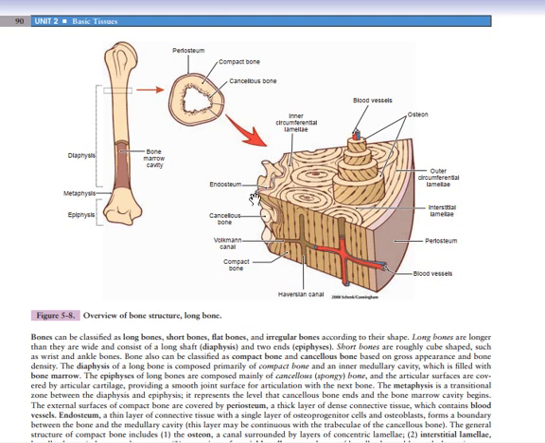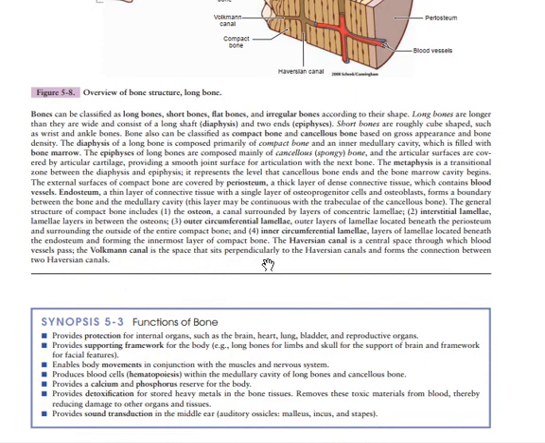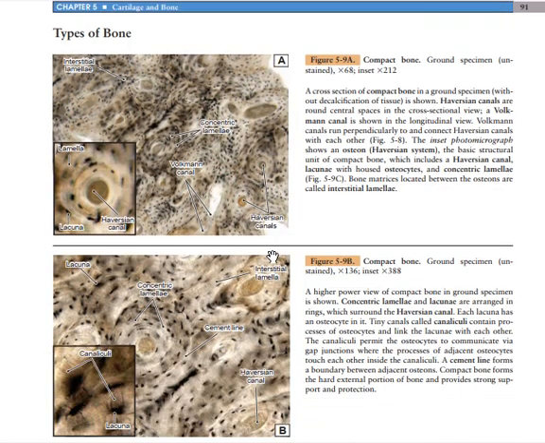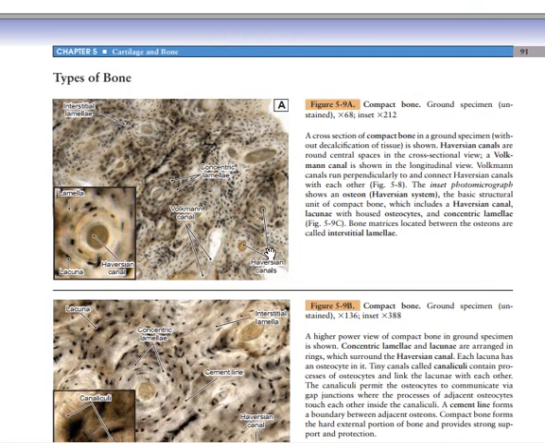The trabeculae are these rough endings, as you can see here. Now let's see the types of bones. So let's visualize the types of bones. The types of bones, you have compact bones. Compact bone, this is the histology section of the compact bone.